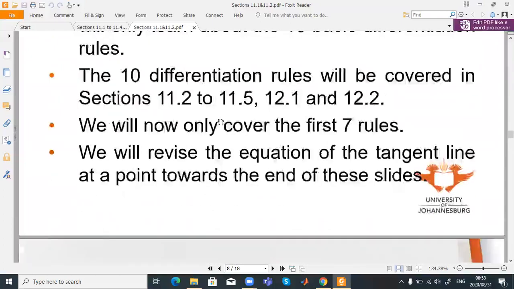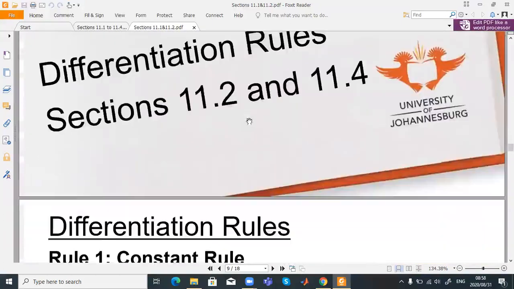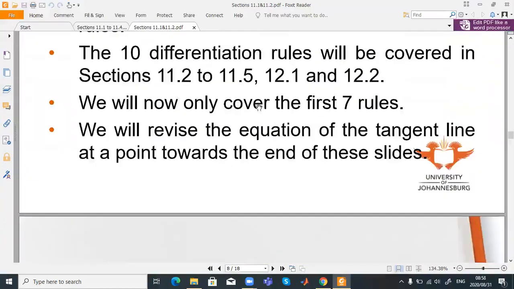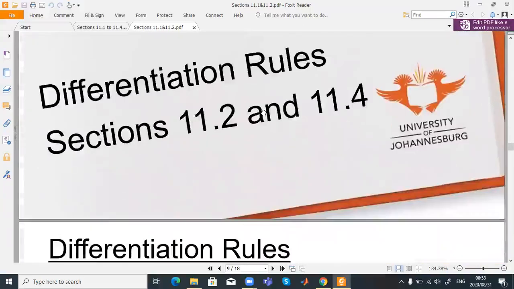I would like you to just read this part of the slide, then I'm just going to jump onto, so that is all about section 11.1. Then we'll look at section 11.2. You must know that section 11.2 and 11.4 are interlinked, but since we are not yet up to 11.4, we will only focus on the content of 11.2.